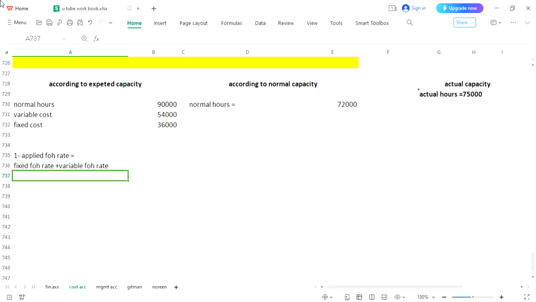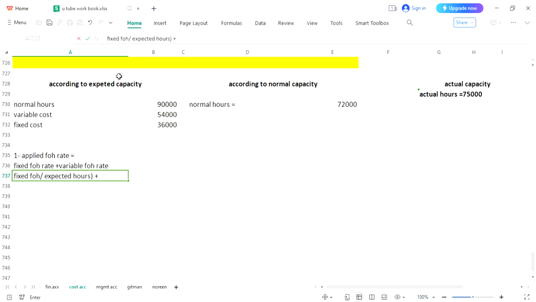Fixed FH rate, how do we calculate? We take fixed FH and divide it by, since we are using expected capacity, expected hours. This is the formula for fixed FH rate.